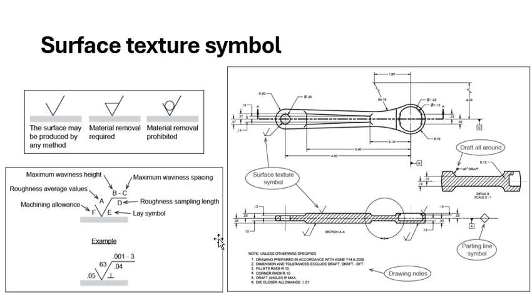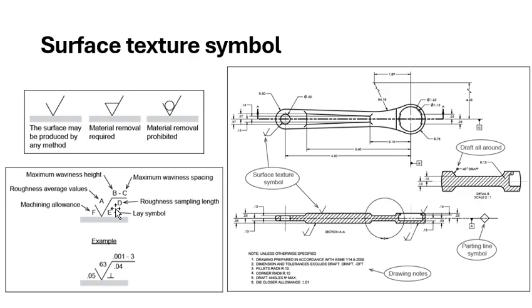Surface texture symbols look like this. There are three of them. The surface may be produced by any method. Material removal required, we put a little bar right there. And if you put a little circle like this, material removal is prohibited.